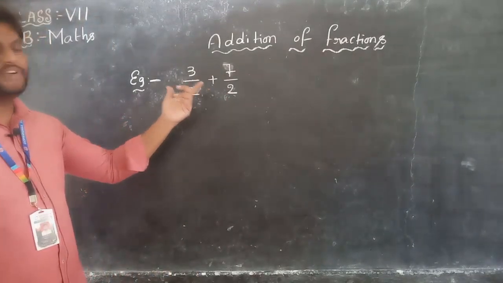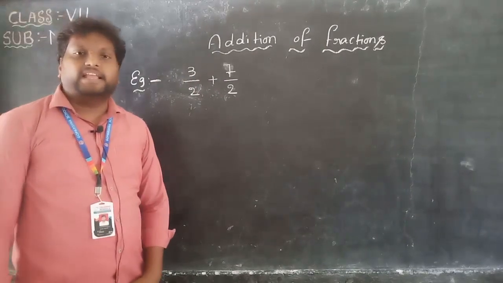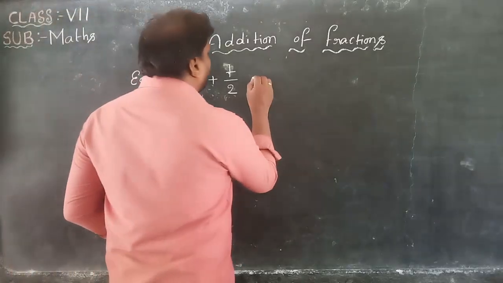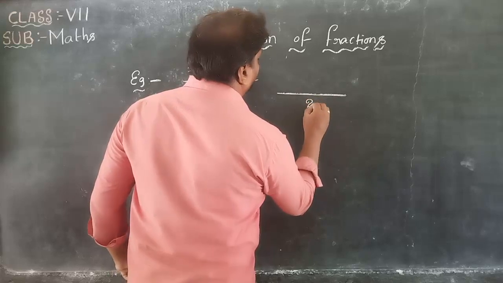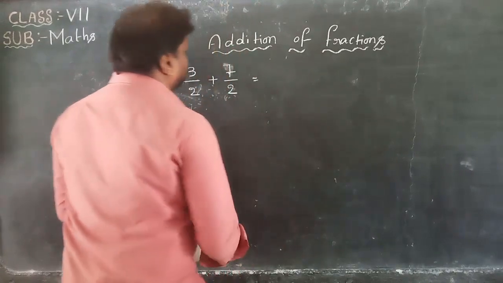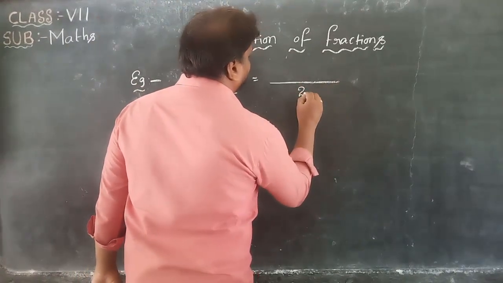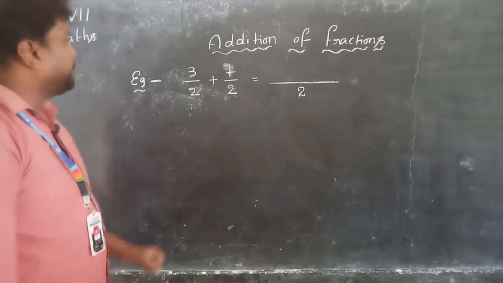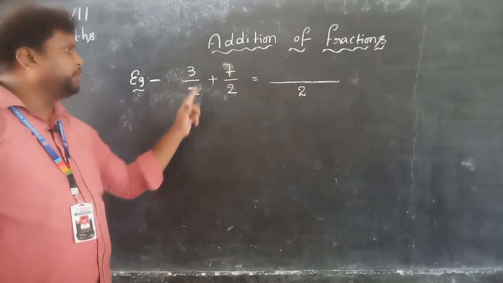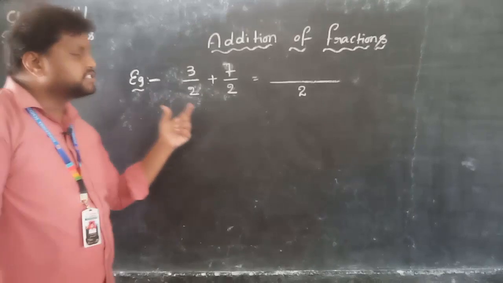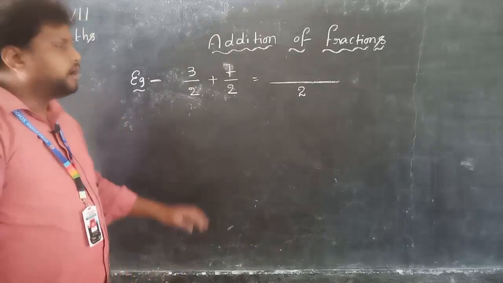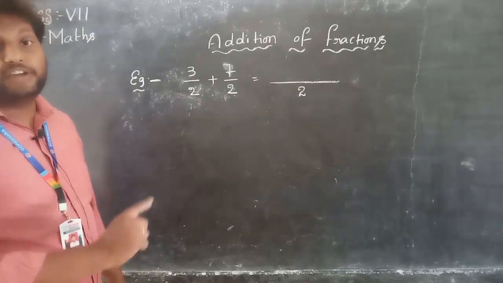In like fractions it is very easy. In like fractions any operation, addition, subtraction, whatever it is, is easy. First of all, we have to take the common denominator. Some people add the denominators as well, 2 plus 2 is 4, but don't think like that. In fractions, we have to take all denominators as one denominator, that is, all equal denominators.